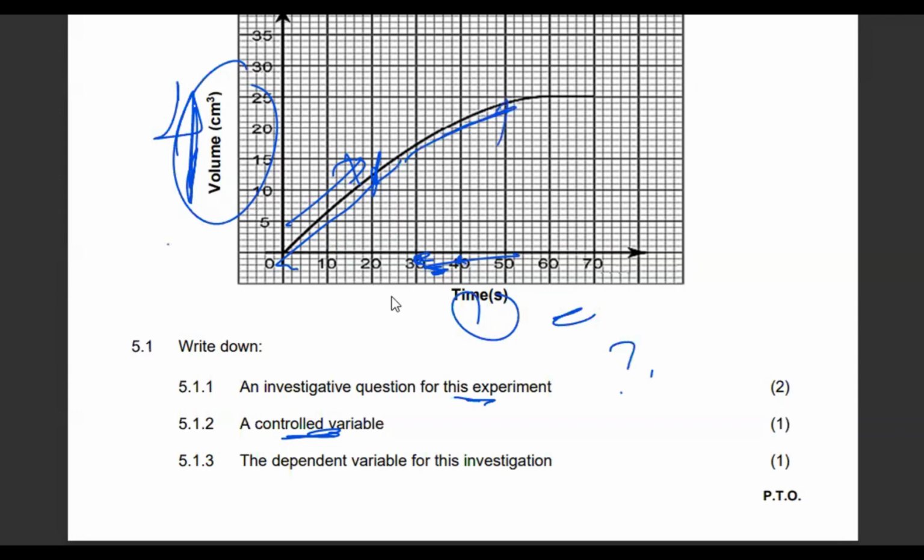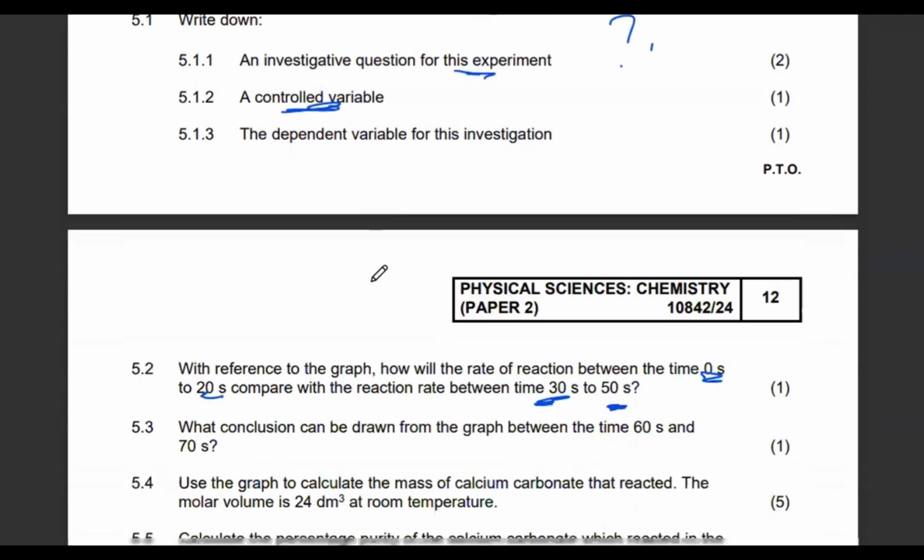If you check the slope here and the slope here, you find out that the slope here is too steep. So we can say that the rate between 0 to 20 seconds is faster than the rate between 30 and 50. Yes, the rate between 0 to 20 is faster than the rate between 30 and 50. Then we go to the next question.